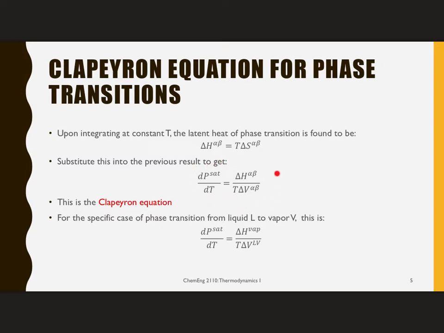It is not specific to vaporization. This could in fact be used for any phase transition, okay? But let's look at this for vaporization because that's the one we're concerned about today. So dP vaporization/dT is delta H of vaporization over T times the volume change as we vaporize, the difference between saturated liquid and saturated vapor volume.